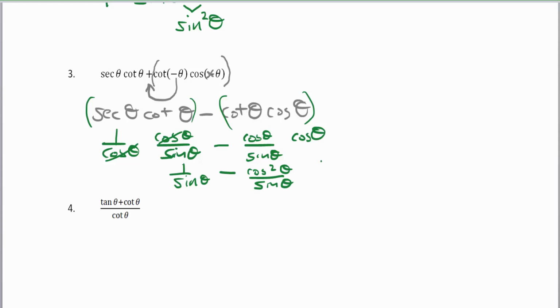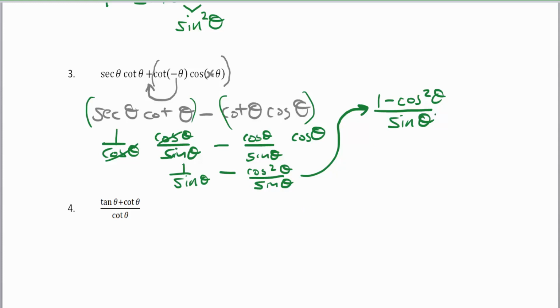Now you might be thinking to yourself, okay, what do I do here? I got 1 over sine theta minus cosine squared theta over sine theta. Well, since I have common denominators, I'm going to rewrite the numerator as a binomial. Here's 1 minus cosine squared theta over sine of theta. What do we do now? Everything's in terms of sine and cosine, but look at that numerator, 1 minus cosine squared theta.